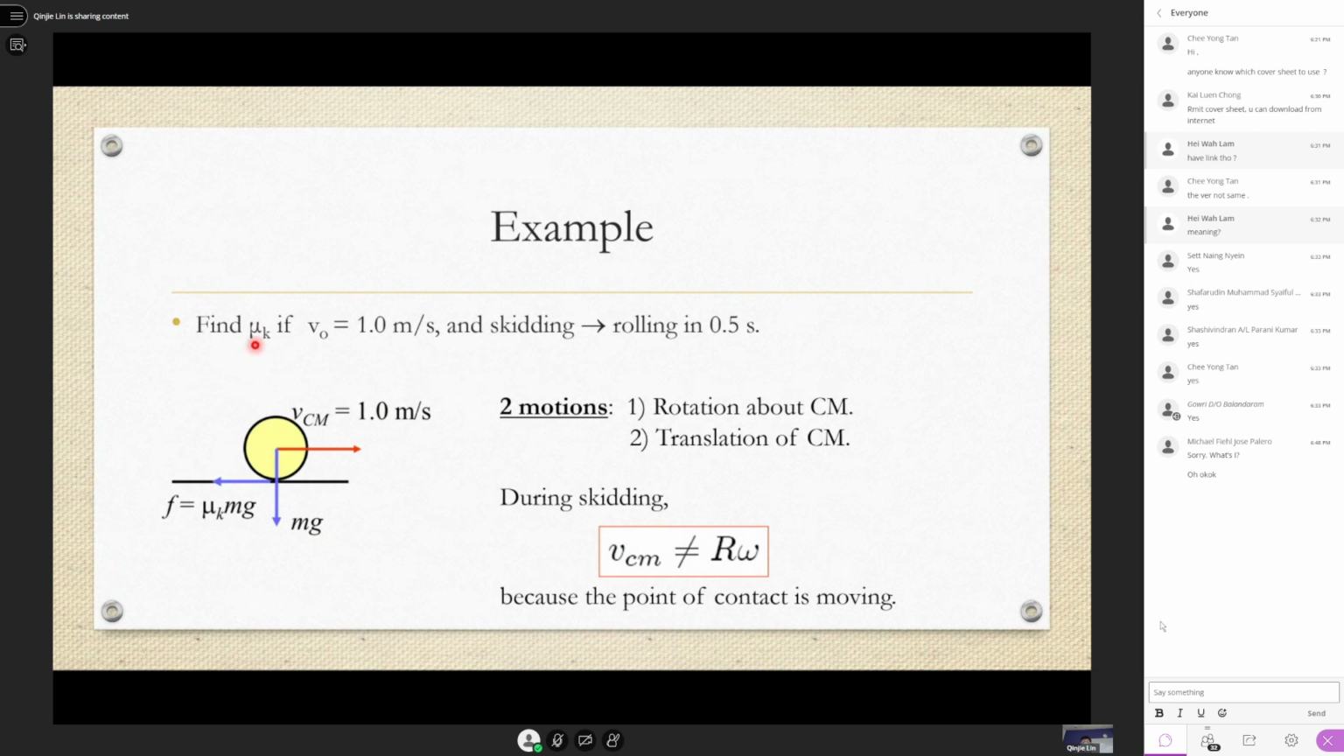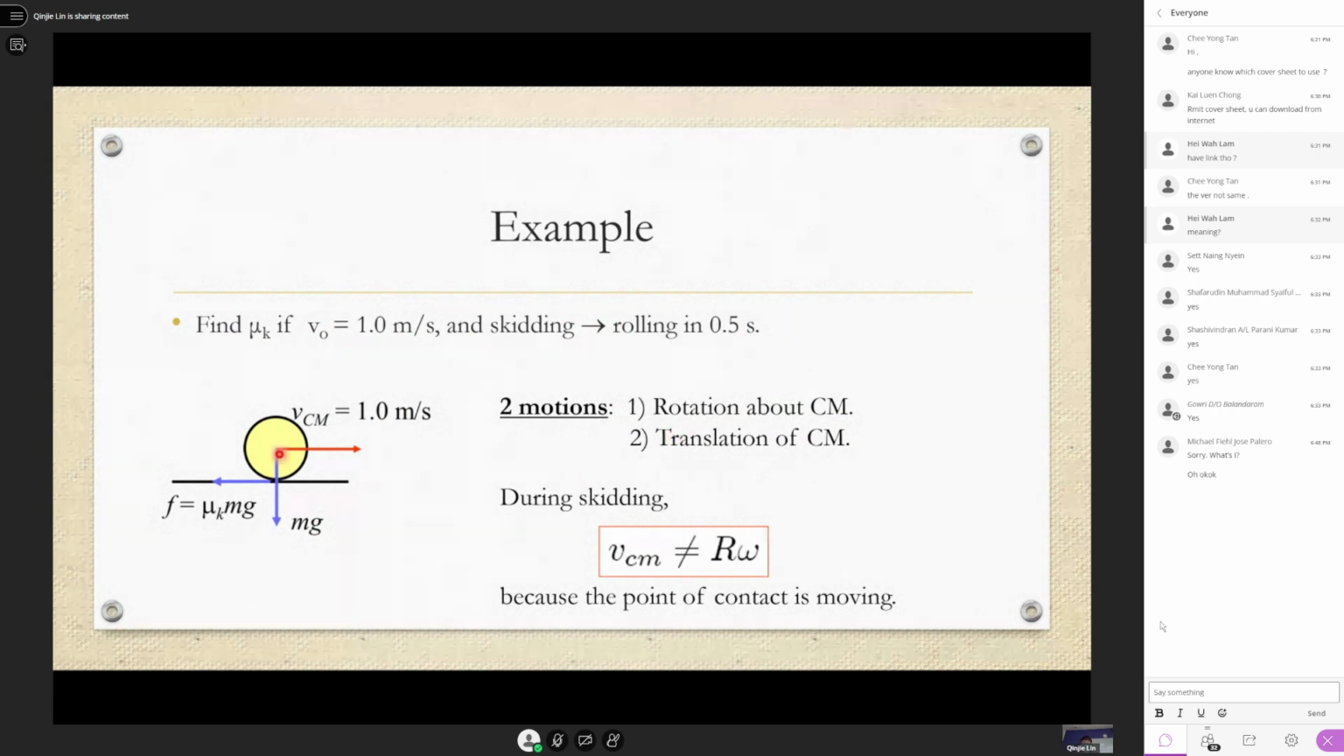So they are asking you to find mu k, the friction coefficient, right? So V naught equals 1 meter per second. Skidding changed into rolling in 0.5 seconds. So they tell you in the first 0.5 seconds, it's actually rolling with sliding. After that, it changes to normal rolling. Okay, so there are two motions, rotation about the CM and translation of the CM. This is for rolling, right?